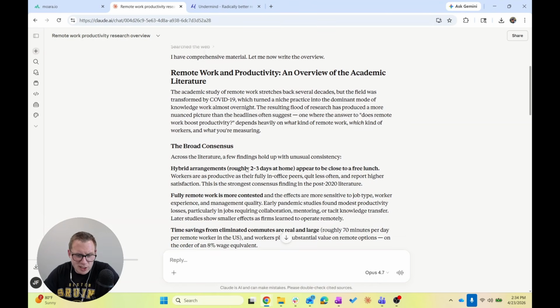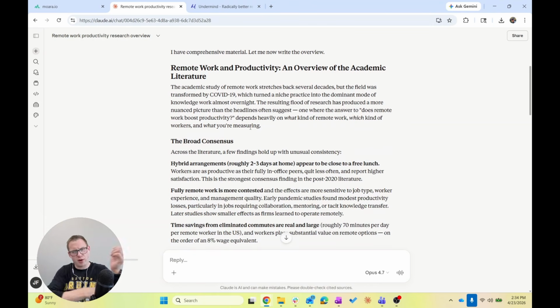Okay, let's just get into this overview and read through it. It should be an interesting topic for everyone. Academic study of remote work stretches back several decades. Undoubtedly, the field was transformed by COVID-19. It turned a niche practice into a dominant mode of knowledge work. The resulting research has produced a more nuanced picture than the headlines often suggest.